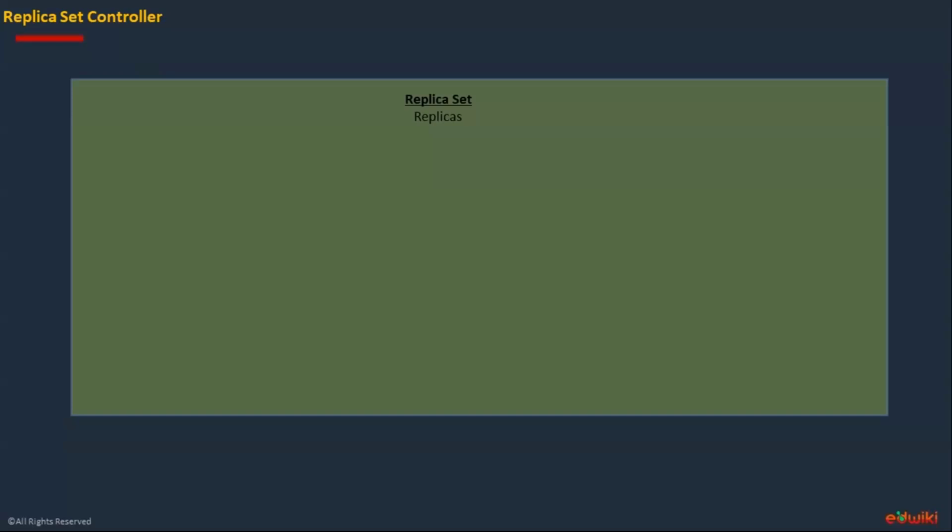So coming back to the replica set controller, we'll see the behavior here. To the replica set controller, I'm going to tell that, hey, replica set controller, I need my application to be deployed with this many number of replicas. You just define that. Then it's the replica set controller's responsibility to ensure that your application is always running with this many number of replicas that you have defined.